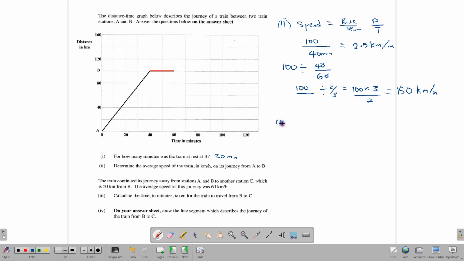Now let's write down the formula again. Part 3, speed is equal to distance over time. Now what is our speed? Our speed is 60. So 60 kilometers per hour is equal to the distance, and the distance is 50 kilometers, and the time is what we need to calculate. We can do a simple cross multiplication here, and that will tell us that 60t is equal to 50. And therefore, t is going to be equal to 50 divided by 60.